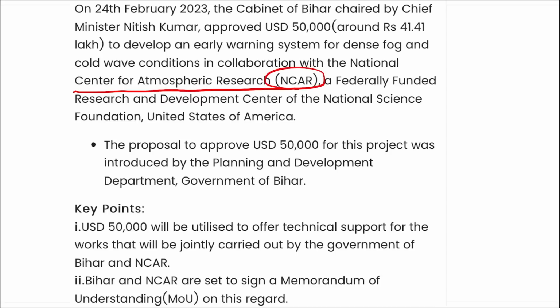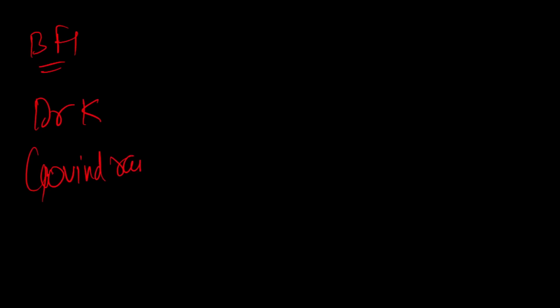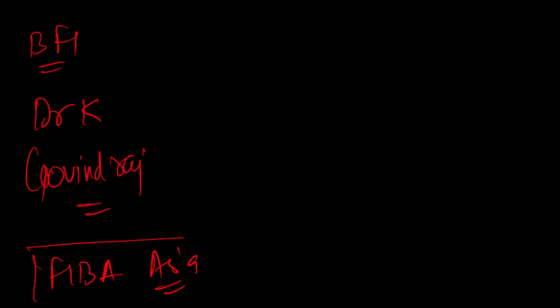Apart from this, friends, there are some important current affairs. For example, if I ask you about an appointment: the Basketball Federation of India President, Dr. K. Govindraj, is nominated to be the president of the continental body, that is FIBA Asia. Govindraj, the president of the Basketball Federation of India, was unanimously nominated as the president of FIBA Asia.